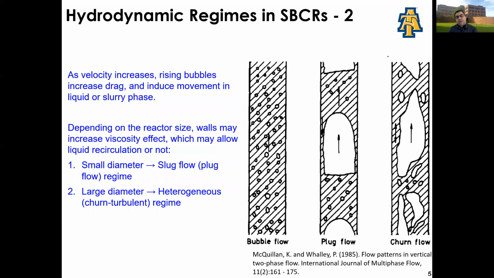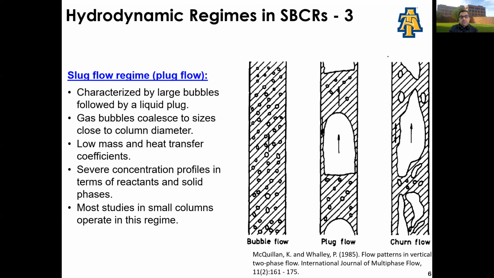Okay, and then as you increase your gas velocity, the effect of the reactor's diameter starts increasing. If you have a small diameter, you get slug flow or plug flow. And if I have a large diameter, I get the churn turbulent regime or the heterogeneous flow regime. In the slug flow regime, you basically have large bubbles, and these bubbles can be as large as the diameter of the reactor. In between these large gas bubbles, you have plugs of liquid, and the mixing, heat and mass transfer coefficients are very low. You have very severe concentration gradients in terms of the reactants and the solid phases. And most studies done in small diameter columns operate in this regime, right?